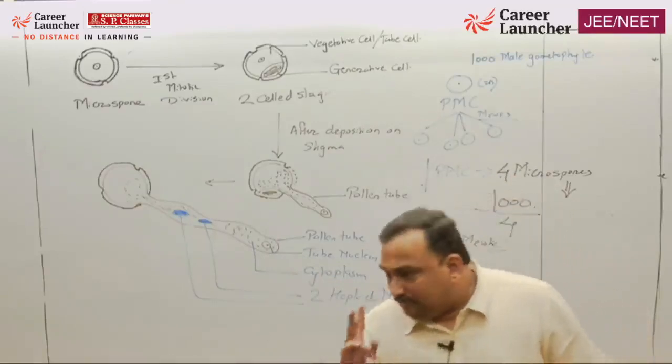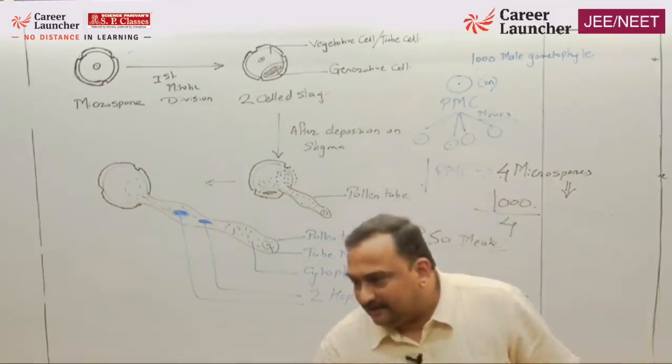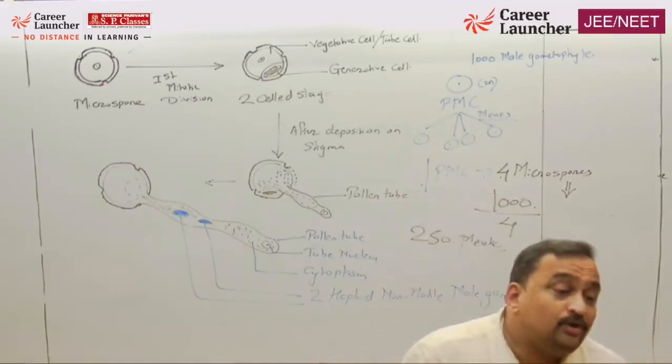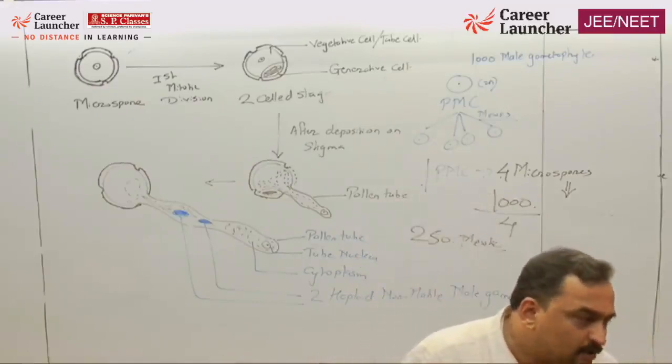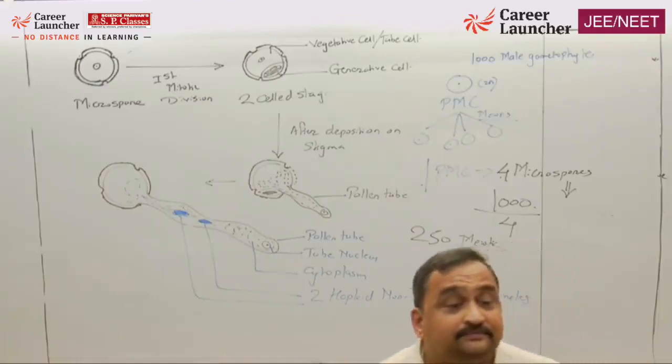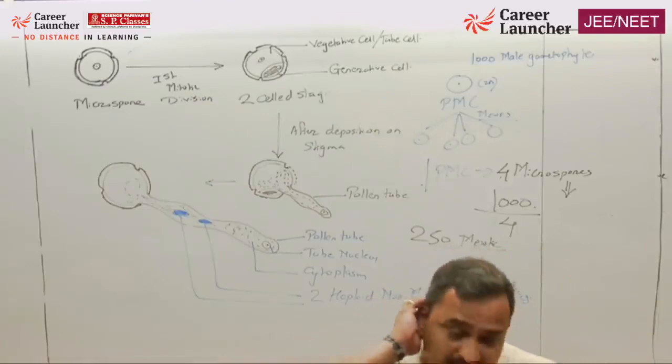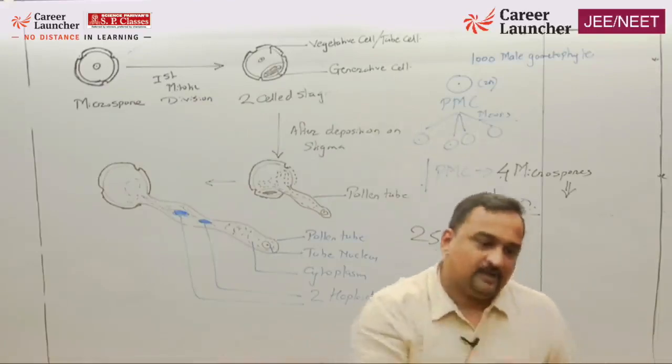That means two mitotic divisions are required, so 1000 multiplied by 2. So that is how many? 2000. I hope you understand. So how many meiotic divisions? 250. And how many mitotic divisions? 2000. Please write. Write it like this first.